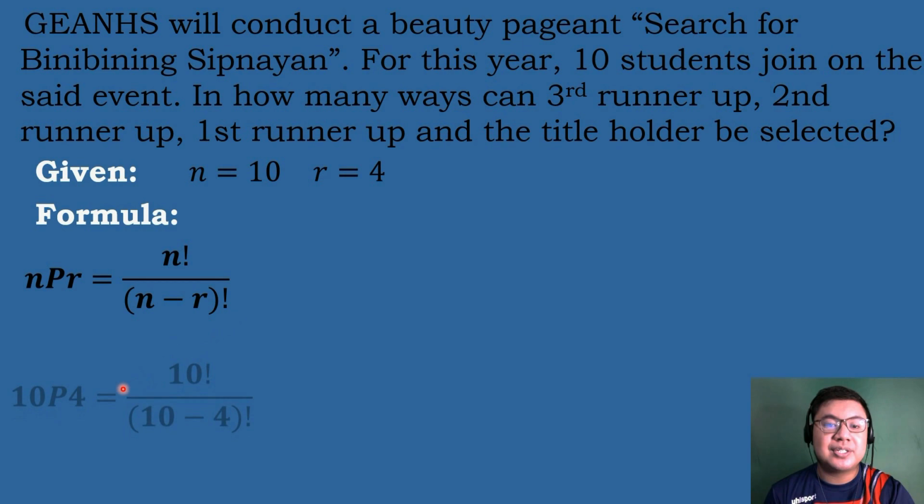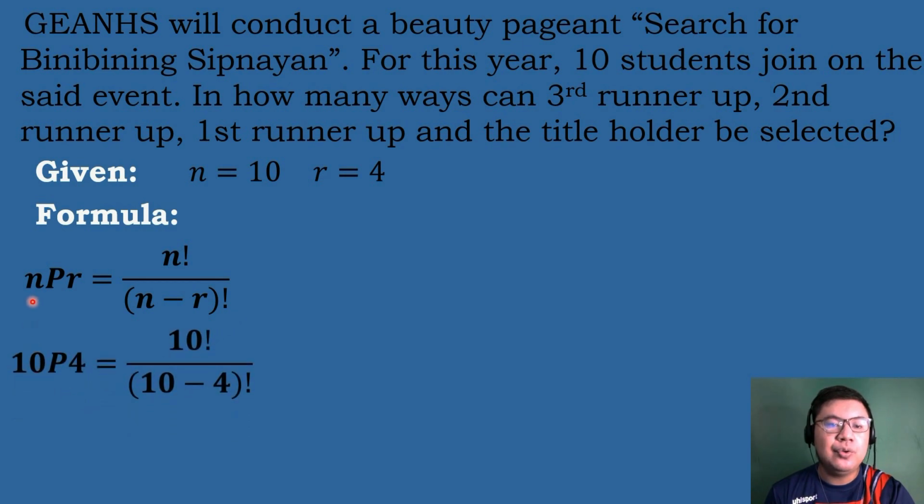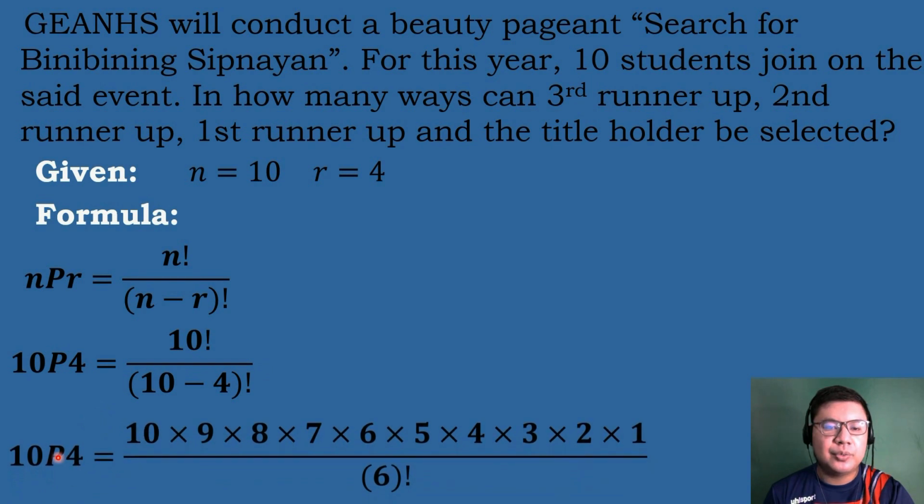And then after that, we will substitute the corresponding values. So we have 10P4 is equal to the value of n, which is 10, factorial, over the quantity, the value of n, 10 again, minus the value of r, which is 4, then close parentheses followed by the factorial symbol. And then we will simplify. So we have 10P4 equals 10 factorial, which is 10 times 9 times 8 up to 1, all over 10 minus 4, which is 6.